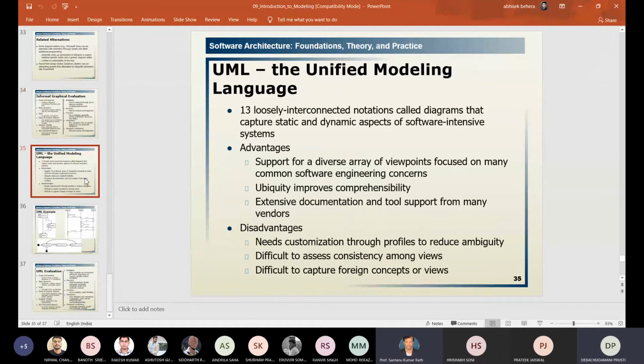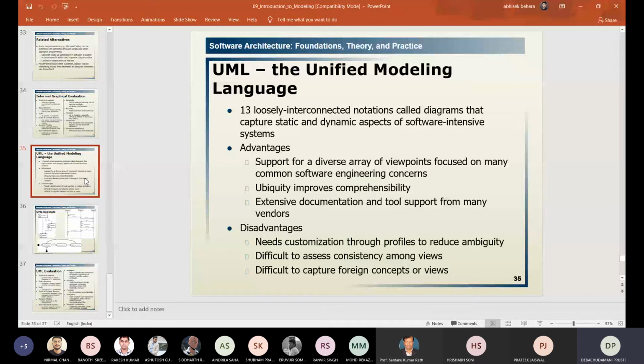Then UML, the Unified Modeling Language. It has 13 loosely interconnected notations called diagrams that capture the static and dynamic aspects of software-intensive systems. What are the advantages? It supports a diverse array of viewpoints focused on many common software engineering concerns. Ubiquity improves comprehensibility. It also has extensive documentation and support, with a large number of tools from many vendors.